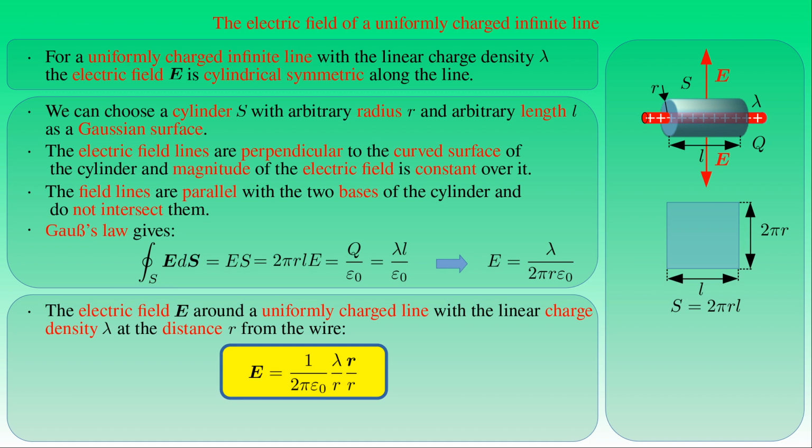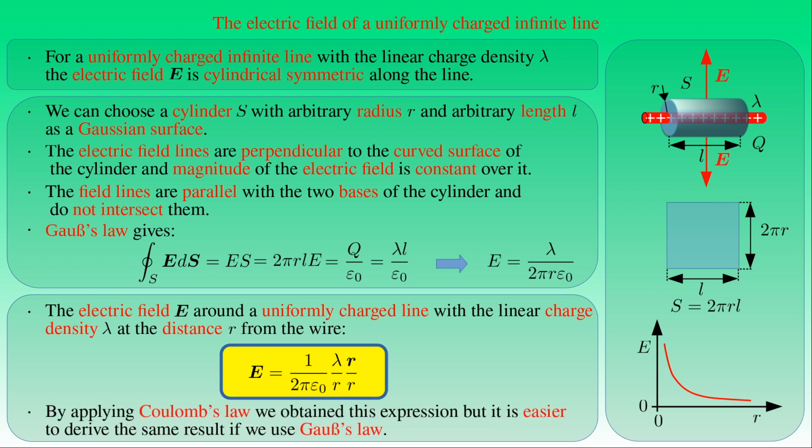Here we plot the magnitude of the electric field E around the line as a function of a distance r from the line, and the graph demonstrates that the electric field strength is inversely proportional to the distance r. By applying Coulomb's law, we already obtained this formula for the magnitude of the electric field. However, we can see that it is easier to derive the same result if we use Gauss's law.